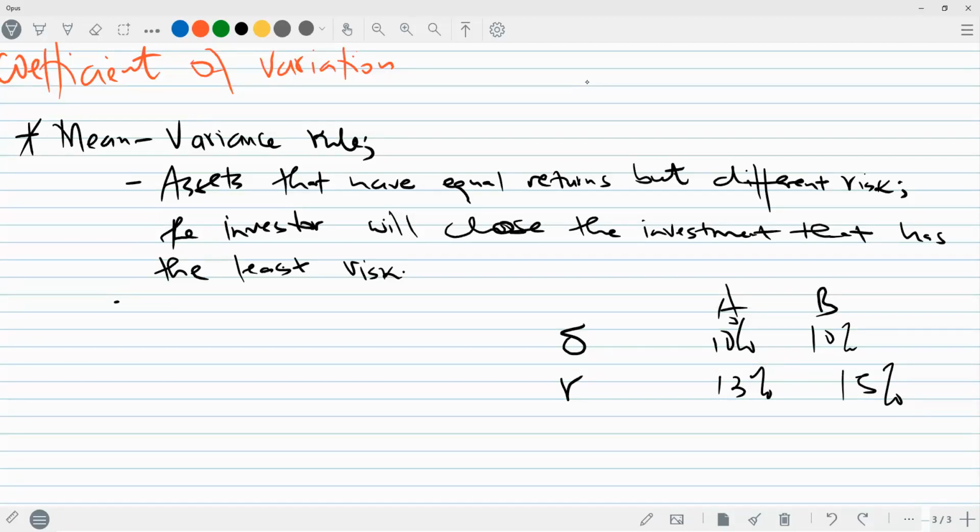Personally, I would choose A. Why would you choose A? Because A has the least risk. No, let me actually clarify, this is standard deviation, and this is return. Oh, this is a return, not risk. Okay. Yes. Let me think.